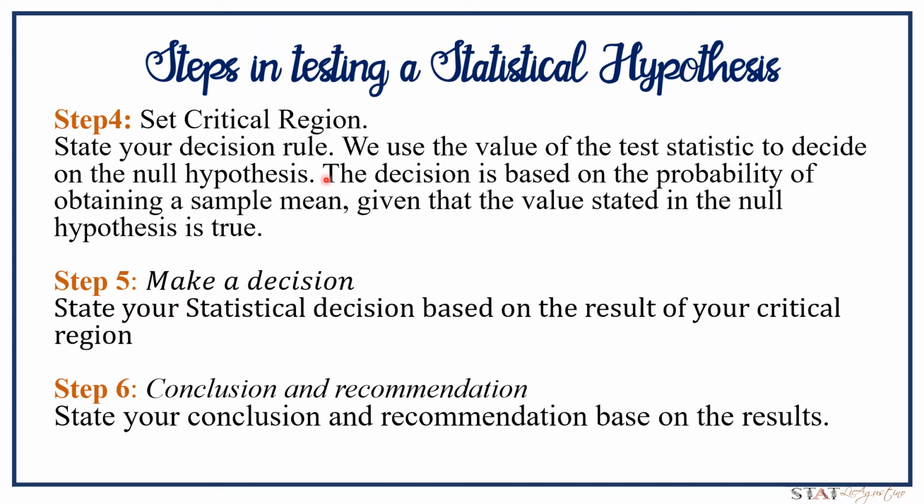And it is stated with the decision rule stated in this area. We use the value of the test statistics to decide on the null hypothesis. So the decision is based on the probability of obtaining a sample mean given that the value stated in the null hypothesis is true. And then step 5, this is your decision. State your statistical decision based on the result of your critical region. Let's say, fail to reject HO or reject HO. So that is where you should state your statistical decision.